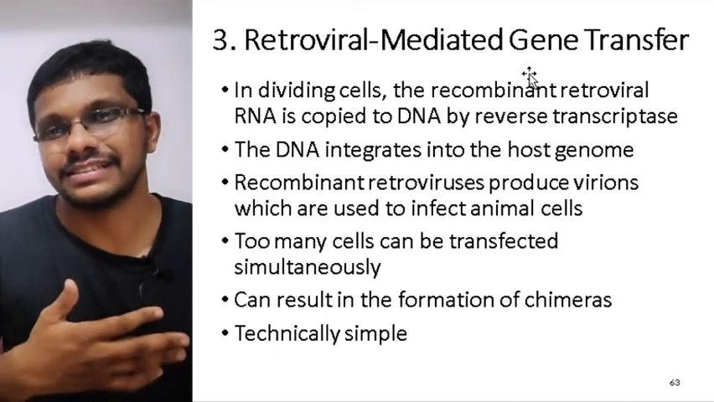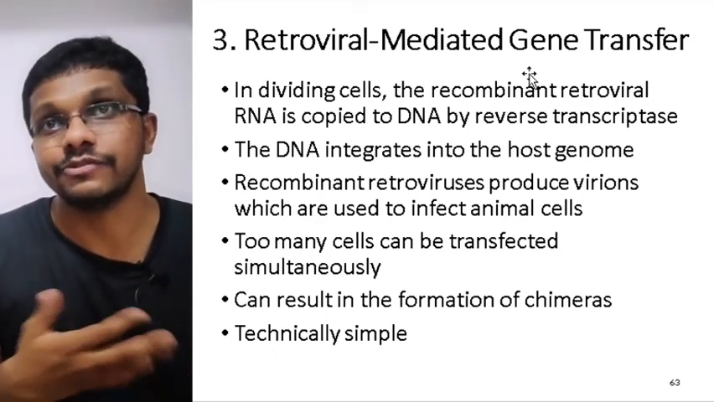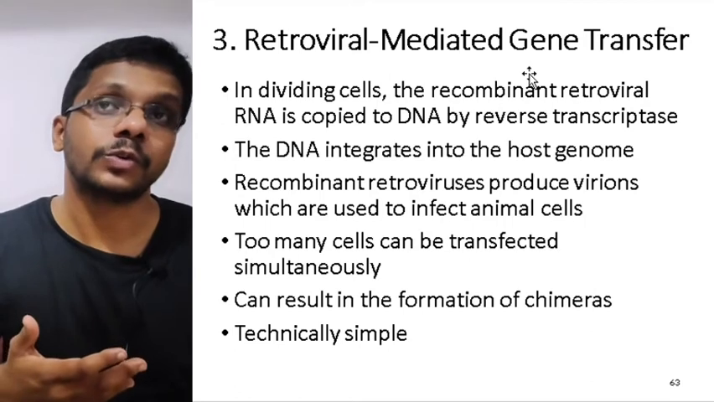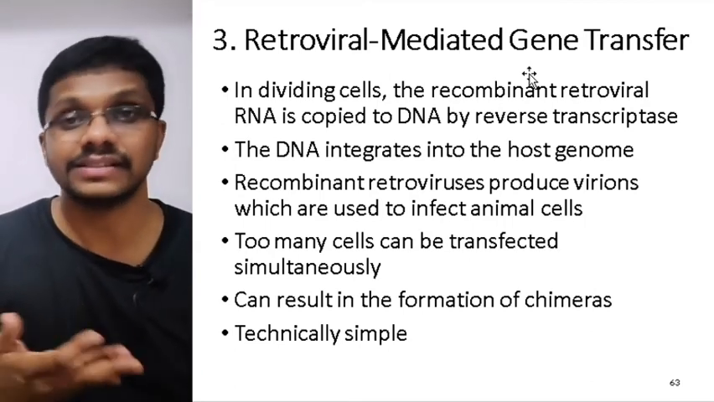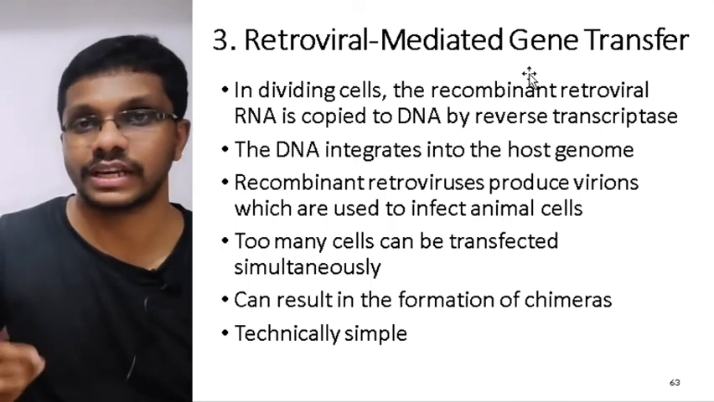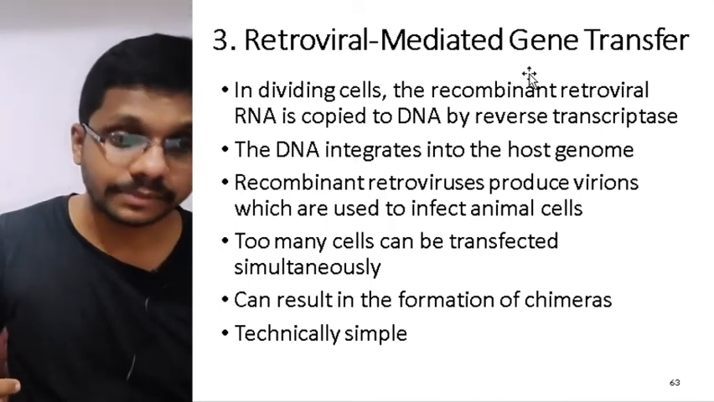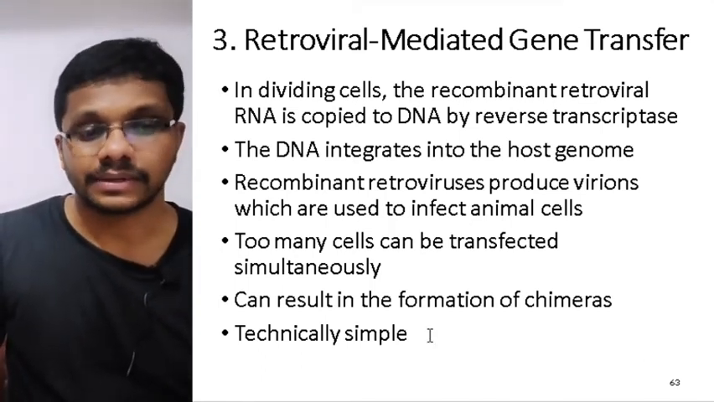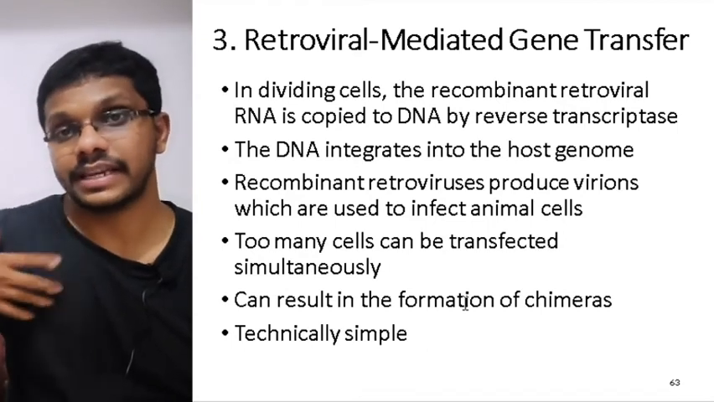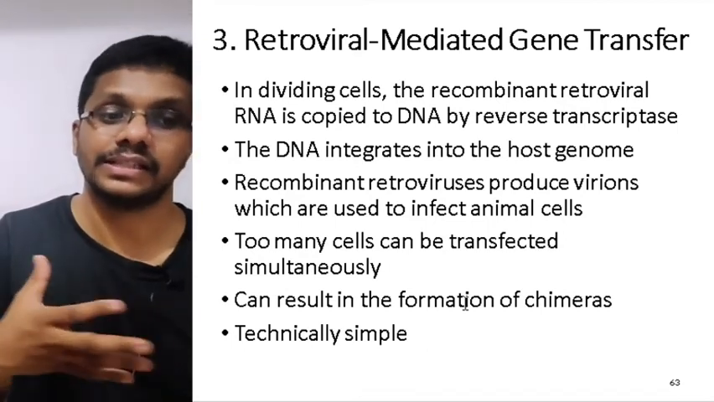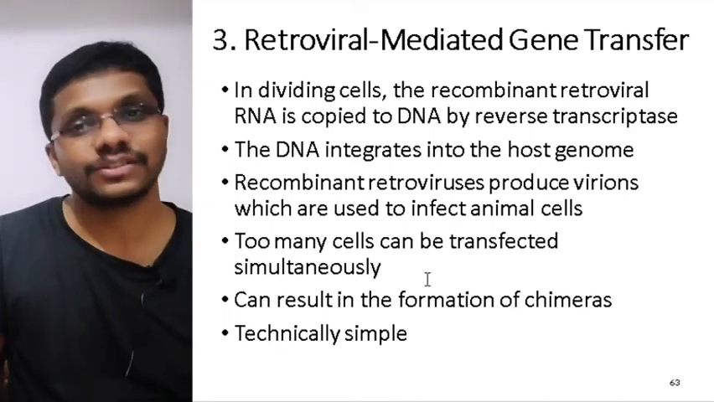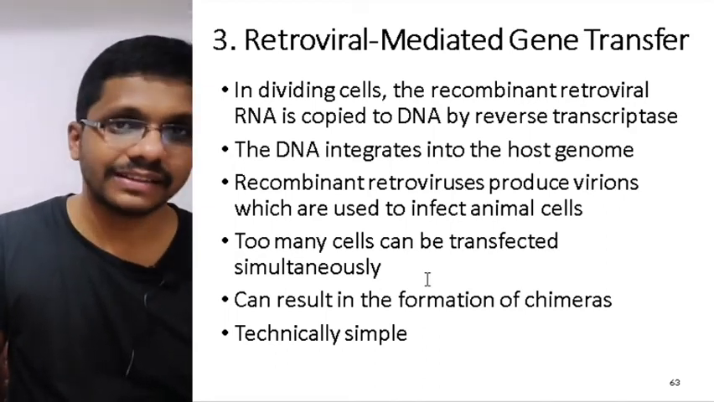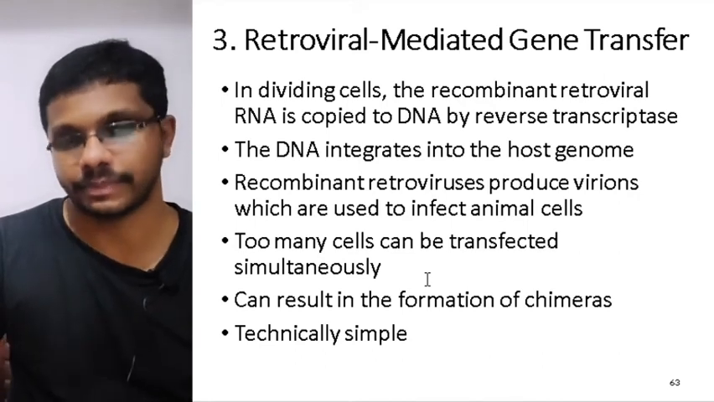It is like making an infectious transformation, so it can be used for transfecting many cells simultaneously, or we can use it in a living organism. But sometimes it may produce chimeras, because some areas of the organism will be affected but other areas won't be. Technically, this method is simple, but making this type of virus is actually difficult. It's actually like making a bioweapon.